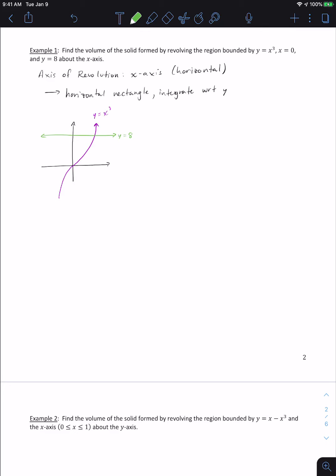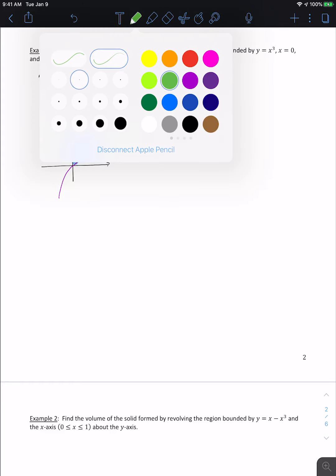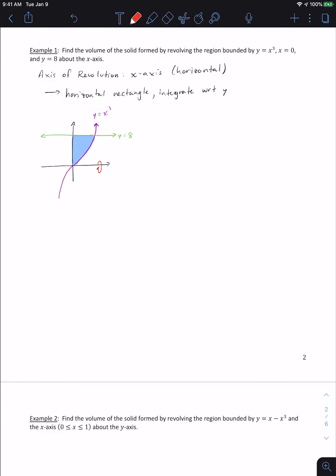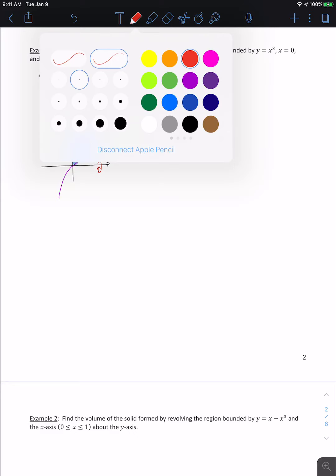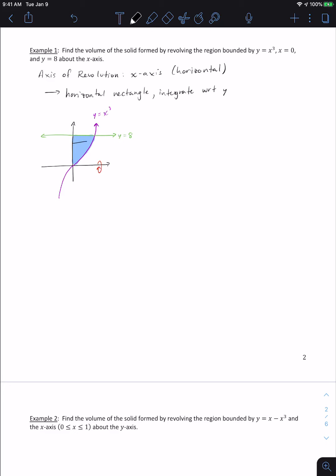So we want to have the solid bounded by y equals x cubed, x equals 0. Remember, that's the y-axis, and that line. So the area that we are bounding is this piece right here. And we want to revolve it about the x-axis, right? So we are revolving it just like this. Again, I need my rectangles to be horizontal. All right, so my rectangles are going to look like this.